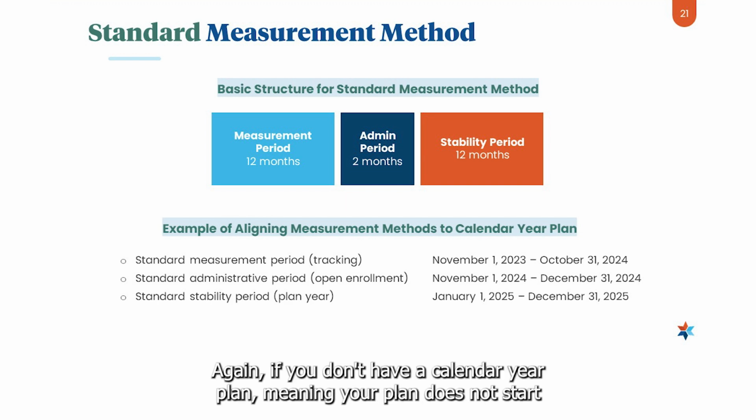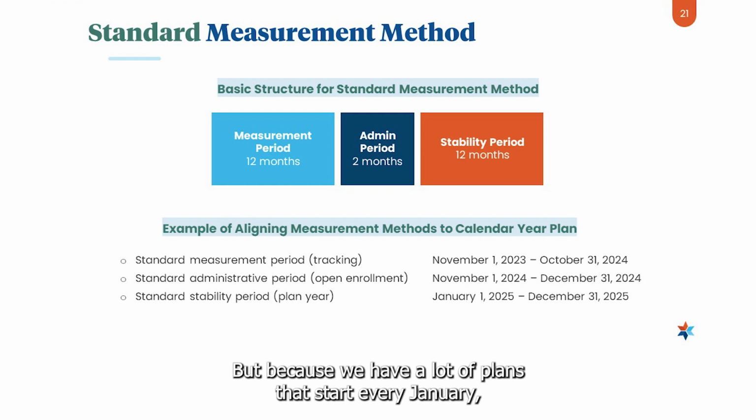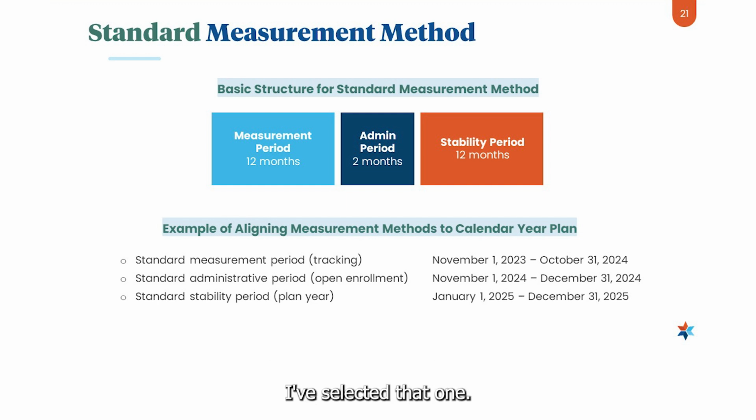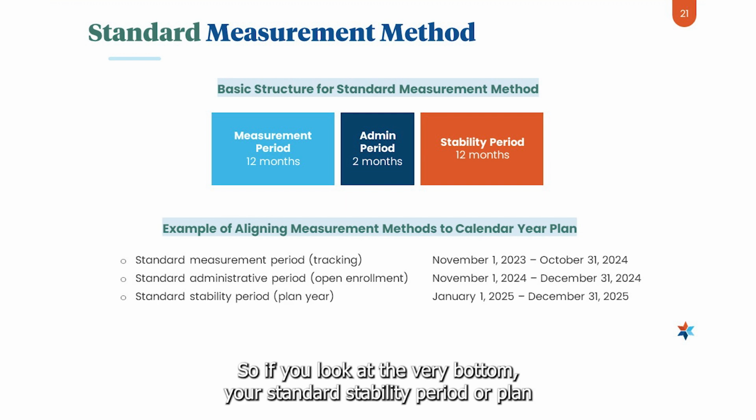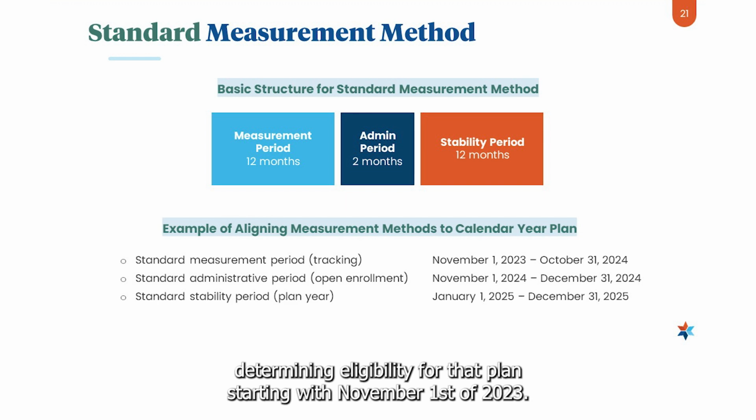Again, if you don't have a calendar year plan, meaning your plan does not start on January of every year, this would look a little bit different. But because we have a lot of plans that start every January, I've selected that one. So if you look at the very bottom, your standard stability period or plan year says January 1st, 2025. But you're going to be dealing with determining eligibility for that plan starting with November 1st of 2023.